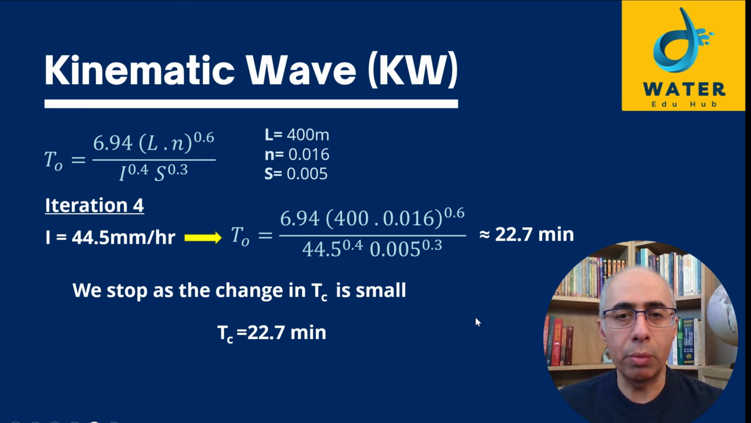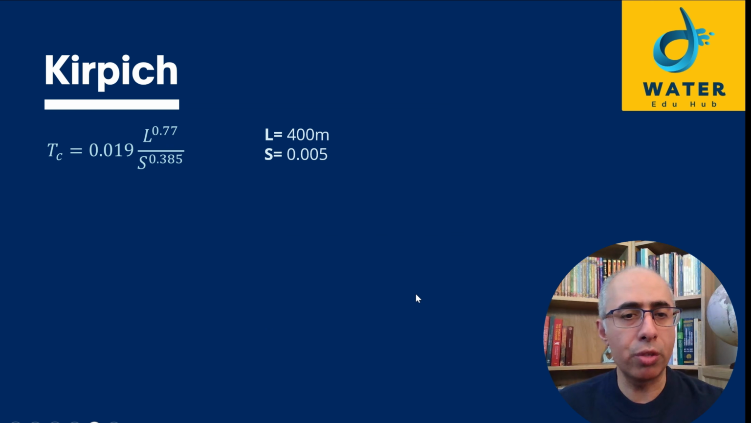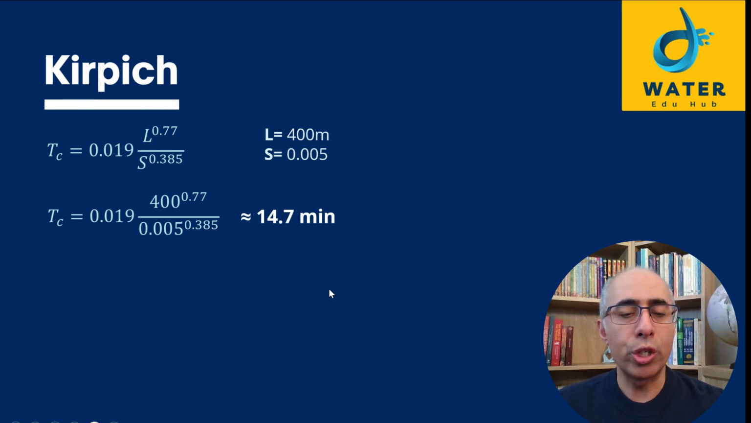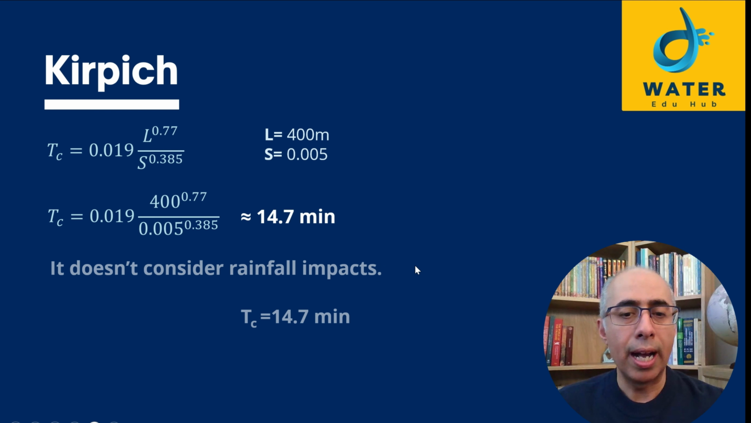So we are done with kinematic wave. Now we move to the Kirpich formula. It works only with length and slope. So we just put the numbers in. I get 14.7 minutes, much smaller than what kinematic wave gave to us. The reason for that is that this one doesn't consider rainfall impacts. Also, consider that the roughness was hidden in correction factors. But since we assume bare earth land, no correction factor is multiplied.